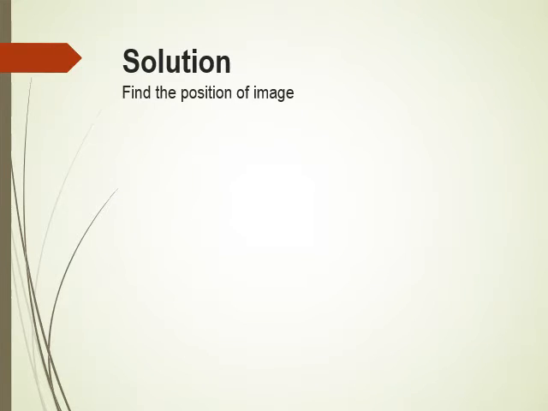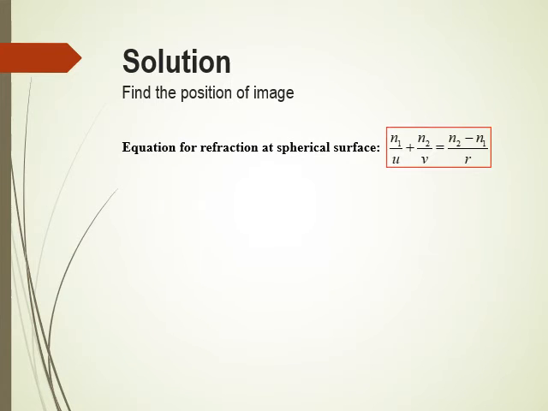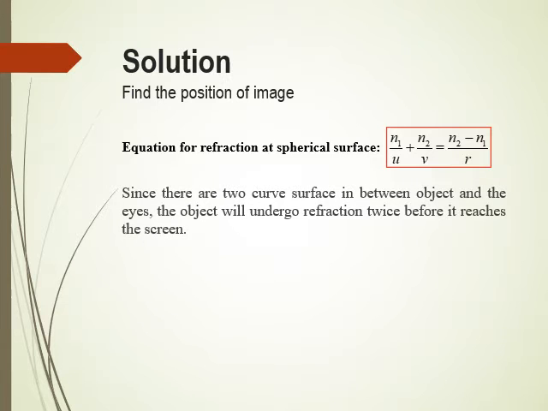How to find the position of the image? Now, you have only one equation for refraction at a spherical surface, which is n1 over u plus n2 over v equals n2 minus n1 over R. So now let's look at the diagram again. Since there are two curved surfaces between the object and the eyes, the light will undergo refraction twice before it reaches the screen.